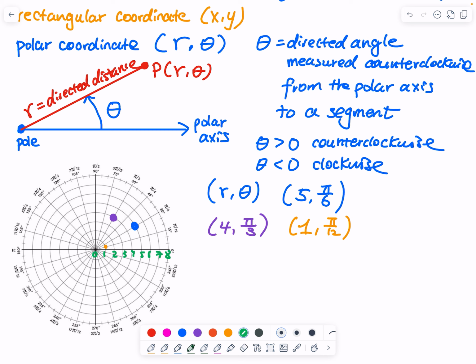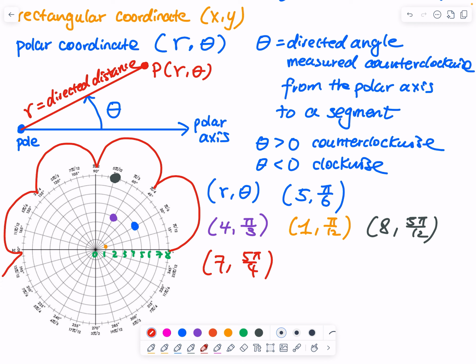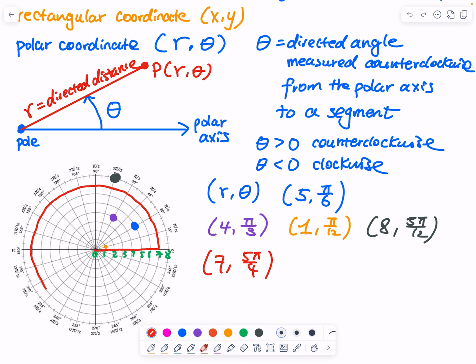And then next one, how about we do 8 comma 5 pi over 12. 8 is here. 5 pi over 12 is right there. And then we are supposed to erase the trail. And then moving on, we have 7 comma 5 pi over 4. Where is 5 pi over 4? That is 1, 2, 3, 4, 5 pi over 4. And then 7, and then we rotate to 5 pi over 4. There we go. That is 7 comma 5 pi over 4.